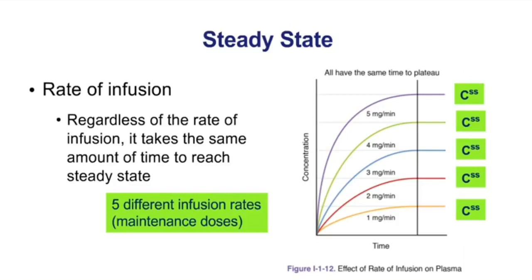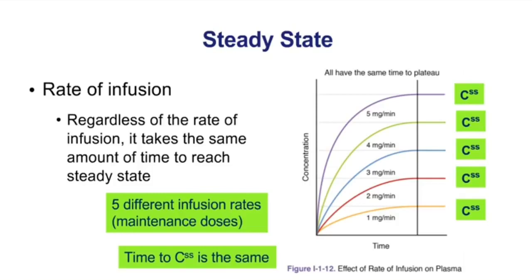But how do we know that a drug, when I'm infusing it in a case like this, has reached steady state? That's right, we remembered that we look for the plateau. Notice that whether it's 1, 2, 3, 4, or 5 milligrams per minute, every one of these curves levels off at the same time. They all plateau at the same time, so their time to steady state is the same. Time to steady state is independent of the size of your dose.